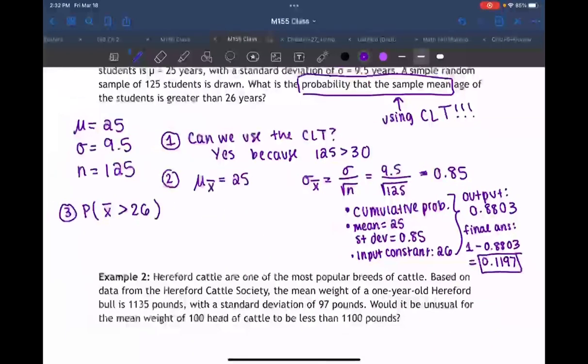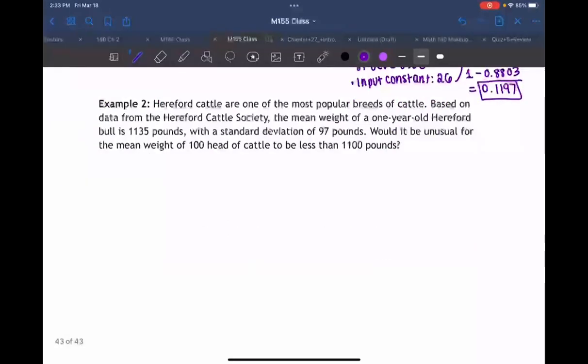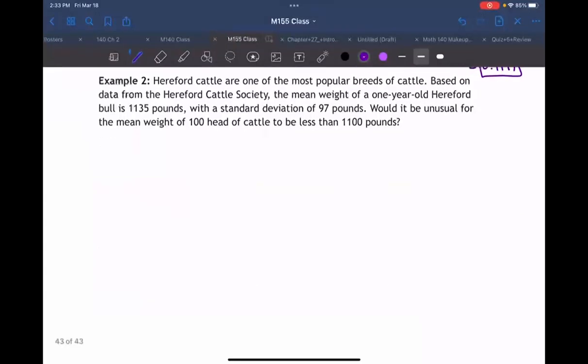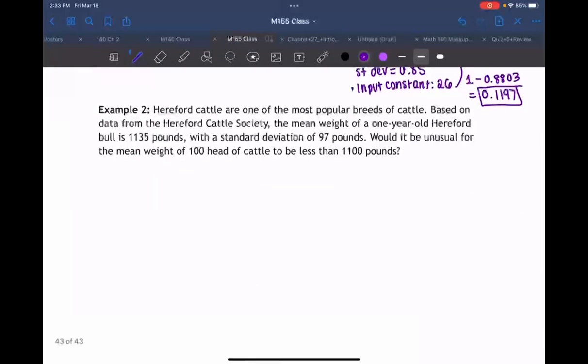Okay. Let's go through example 2. So similar type of problem, we're just going to go over the process again. I know there's a lot of steps here, so I feel like we should do another problem just to make sure that we're good with what we have here. Okay. So example 2 talks about Hereford cattle. These are the most popular breeds of cattle. Didn't know that before.